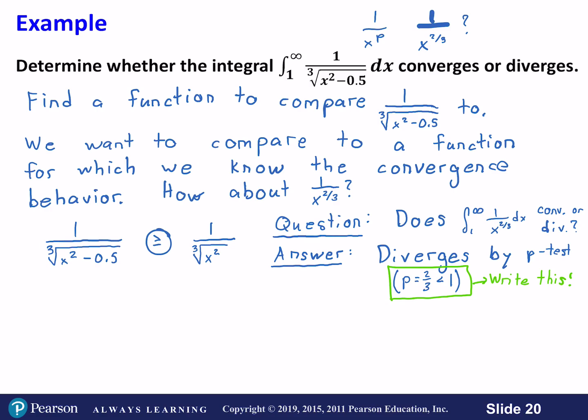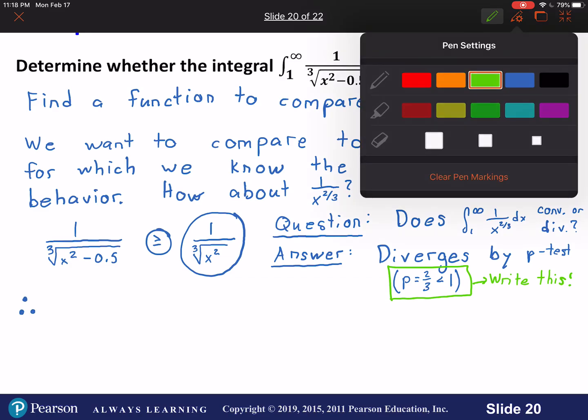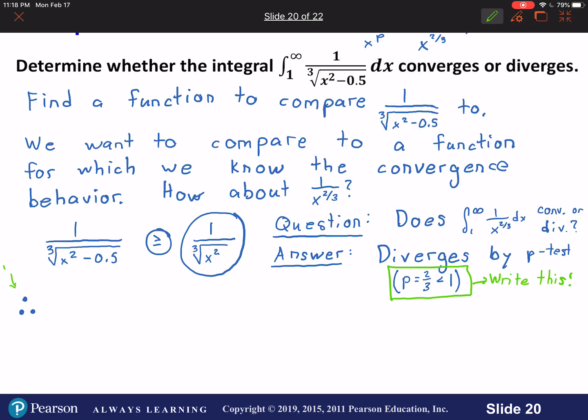Alright, so with this in mind, since the integral of 1 over x to the 2/3 diverges, and that is the smaller one, that means that the larger integral must diverge as well. So let's write it out for completion. Also, if you're not familiar, this symbol here means therefore. The 3 dots in a triangle, it's the mathematician's way of saying therefore.